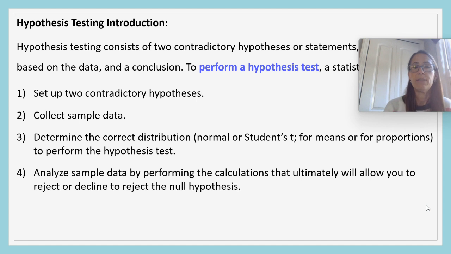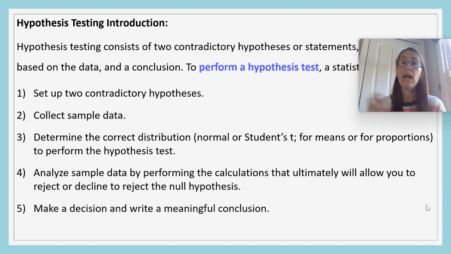And analyze sample data by performing the calculations that ultimately allow us to reject or decline to reject the null hypothesis. And again, this is one of those situations in statistics where we're specific about the wording that we use. So we reject the null hypothesis or we decline to reject the null hypothesis. And we'll get into that. And then we make a decision based on that and we write a meaningful conclusion.